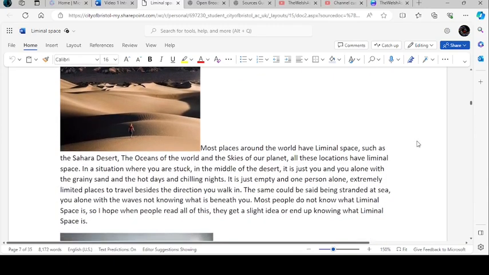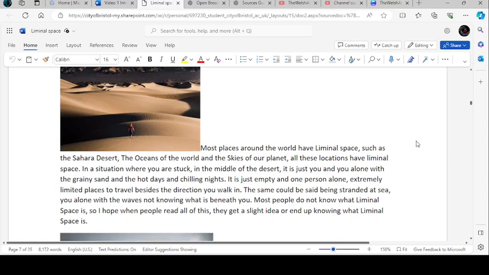Most places around the world have liminal space, such as the Sahara Desert, the oceans of the world, and the skies of our planet. All these locations have liminal space. In a situation where you are stuck in the middle of the desert, it is just you and you alone, with the grainy sand and the hot days and chilling nights. It is just empty and one person alone. Extremely limited spaces to travel besides the direction you walk in. The same could be said being stranded at sea, you alone with the waves not knowing what is beneath you.